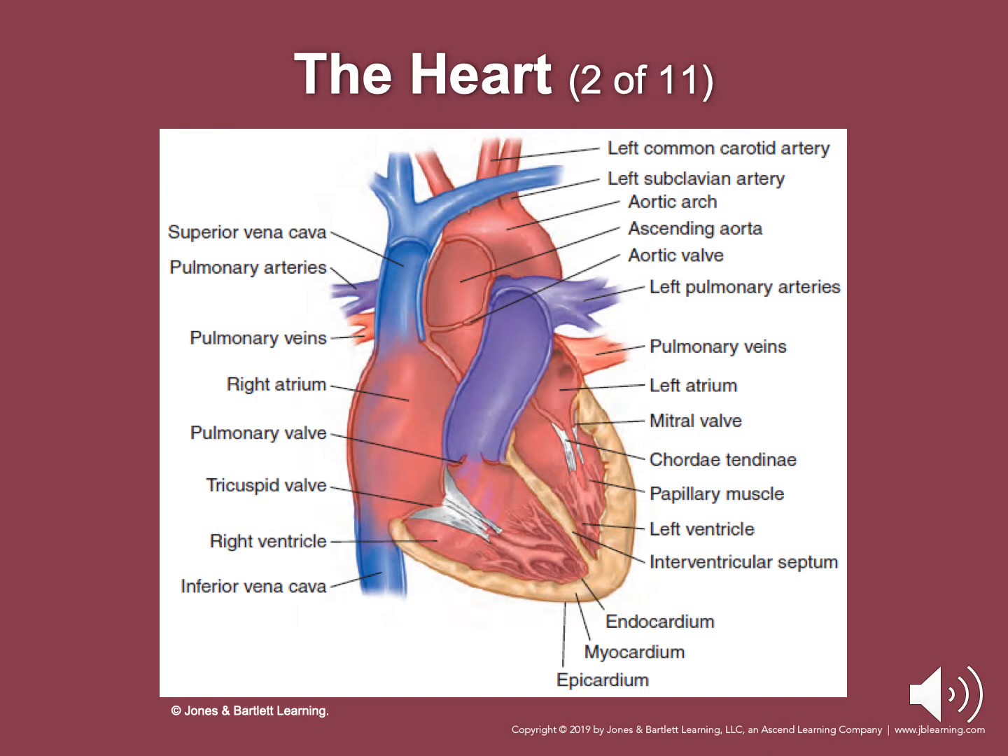The valves of the heart are there to keep blood flowing in one direction. Blood passing from the atria to the ventricles flows through atrioventricular valves. The tricuspid valve separates the right atrium from the right ventricle, and the mitral valve separates the left atrium from the left ventricle. The valves consist of flaps called cusps.